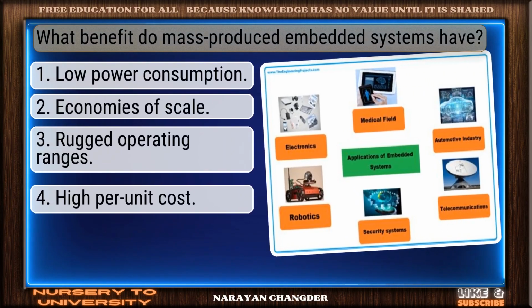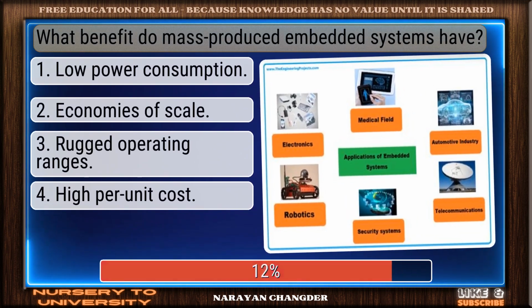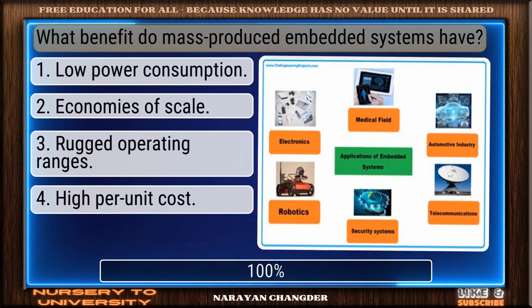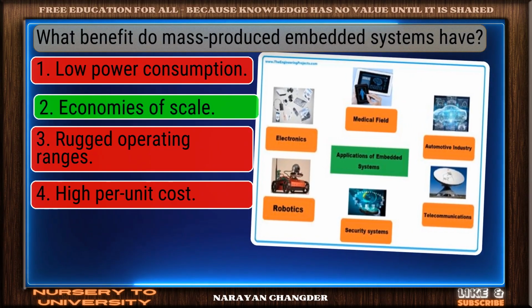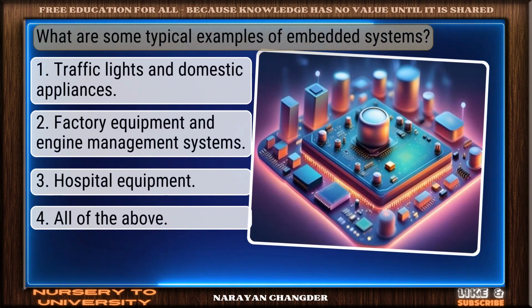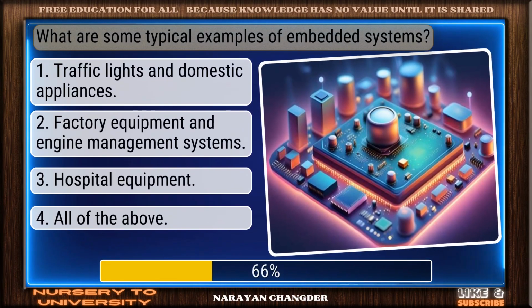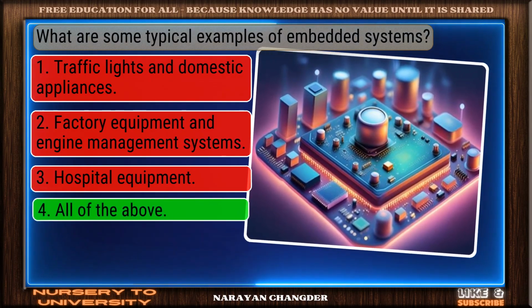Question number 21. What benefit do mass-produced embedded systems have? Nicely done. Economies of scale is a solid answer. Question number 22. What are some typical examples of embedded systems? Well done. All of the above is the right choice.